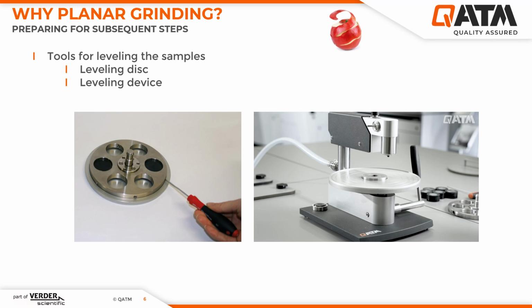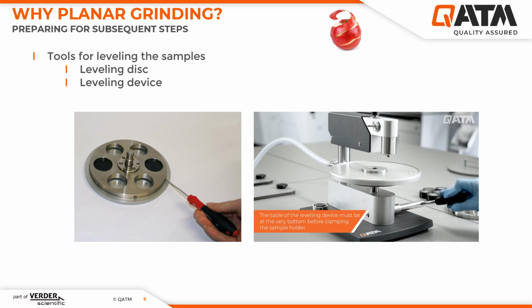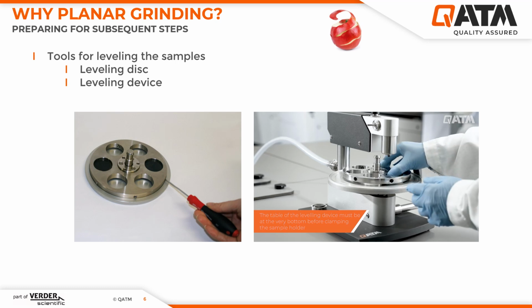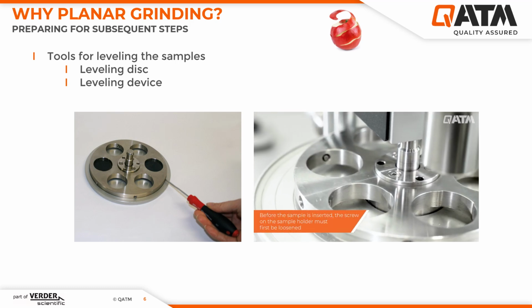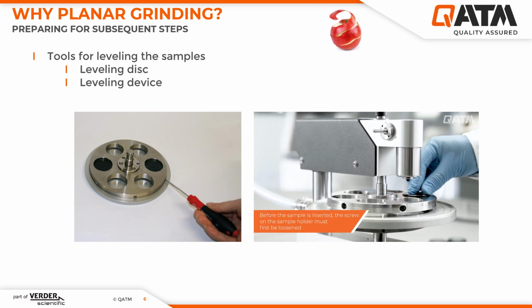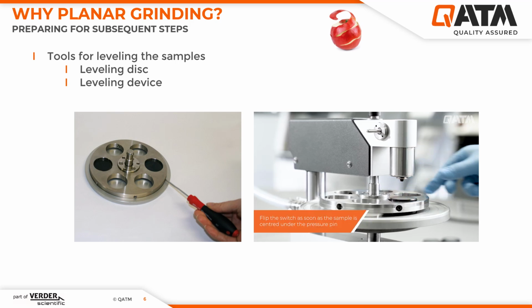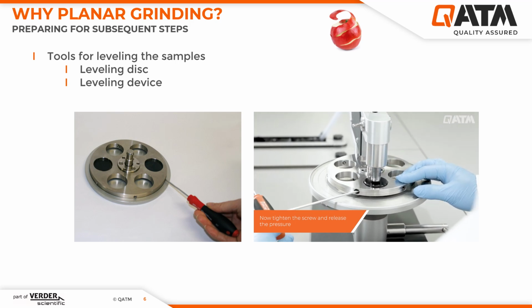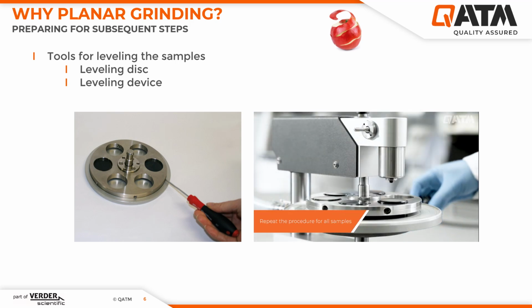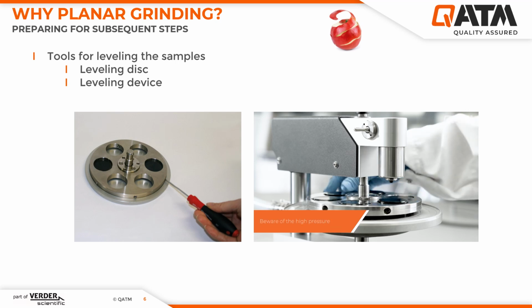On the one hand, there are leveling discs. You can see it on the left side. And with this leveling disc, it's possible to clamp your samples to a defined plane. On the right side, you can see a leveling device that can be used to press the samples onto the leveling disc with a pneumatic punch and then fix it with the screw. Now the first sample is clamped, and so the whole sample holder can be aligned to one plane.